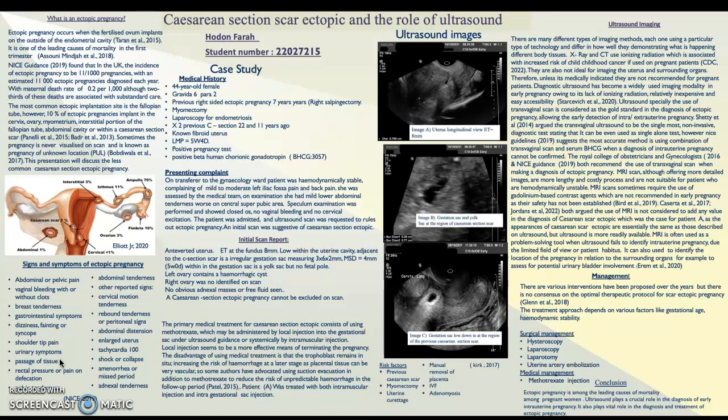MRI is often used as a problem-solving tool when ultrasound fails to identify an intrauterine pregnancy or identify the location of the pregnancy in relation to surrounding organs. 3D ultrasound is another imaging modality that has been argued in the literature to have a higher accuracy in identifying ectopic pregnancy, therefore increasing early diagnostic rates and improving patient outcome. However, as with MRI, 3D ultrasound is not readily available, therefore not suitable for emergency cases.